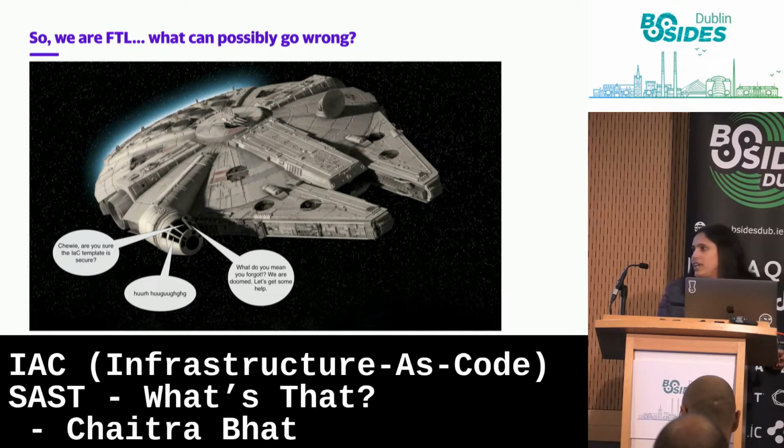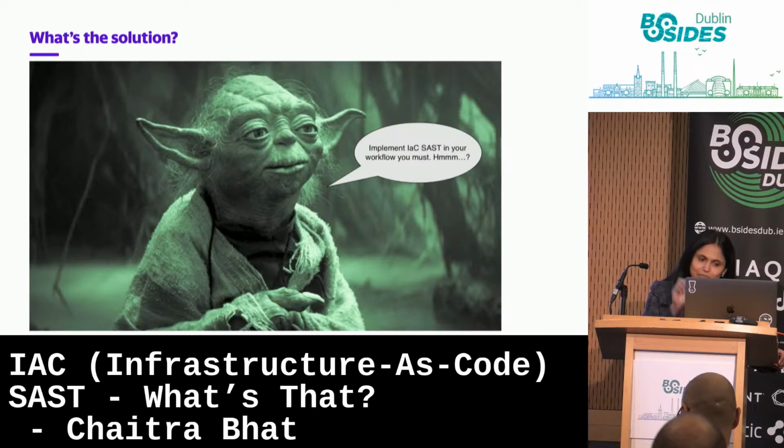So then what do we do about this? We do want to use infrastructure as code because we do not want to deploy our infrastructure manually. So we still want to use IAC. Then how can we find these issues early on during the development cycle? Well, as always, Yoda has an answer for this. Yoda says, install or implement IAC SAST in your workflow. And I think I agree with him.